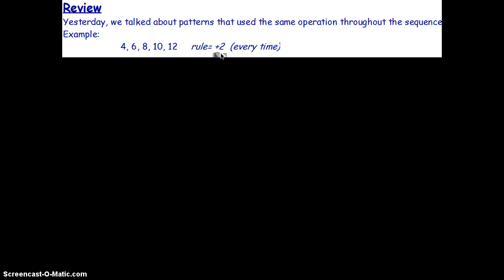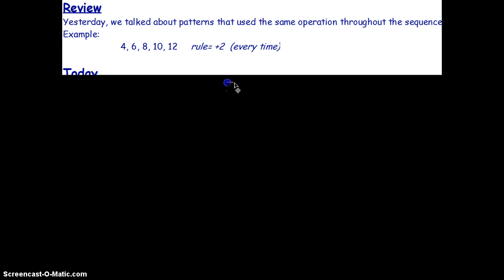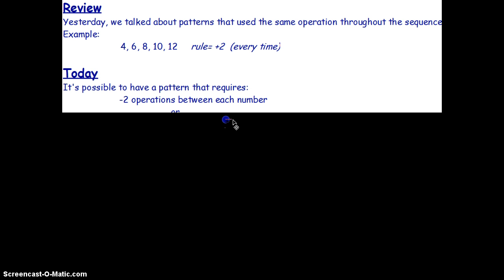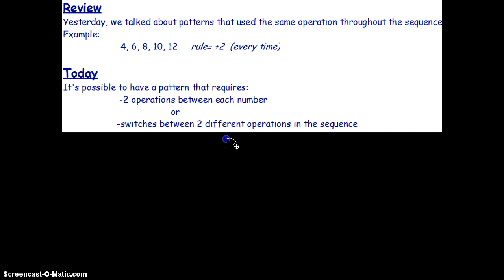So yesterday we talked about some simpler number patterns. Today we're going to get into ones that change with several steps. Okay? And so sometimes it's possible to have a number pattern that requires 2 operations between each number. So like in between each number it's a +2 -5 or something like that.